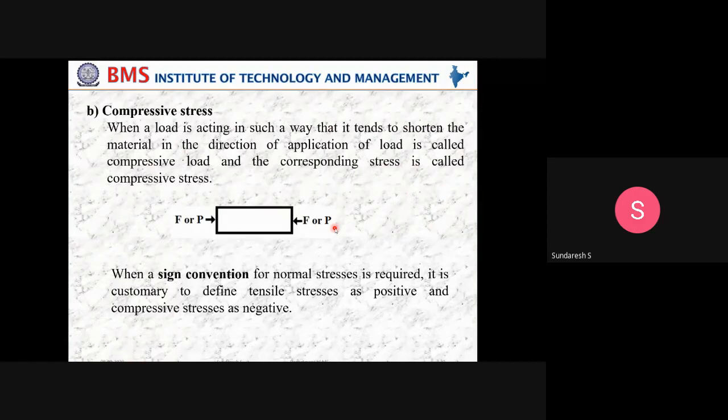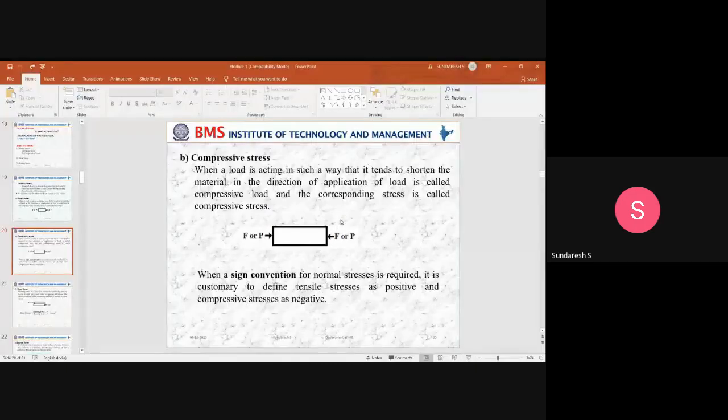Got it? So, any clarification, my dear students, regarding normal stress and the types of normal stresses? One is tensile stress, another is compressive stress. If you have any clarification, ask before I proceed to the next type of stresses. Any clarification from anybody?